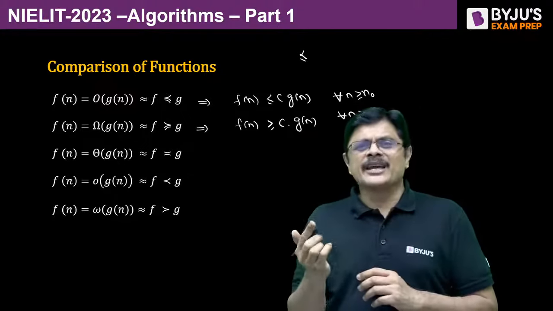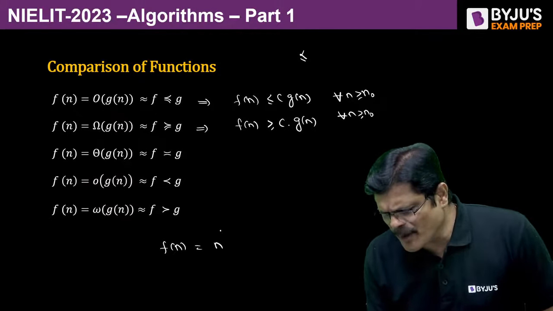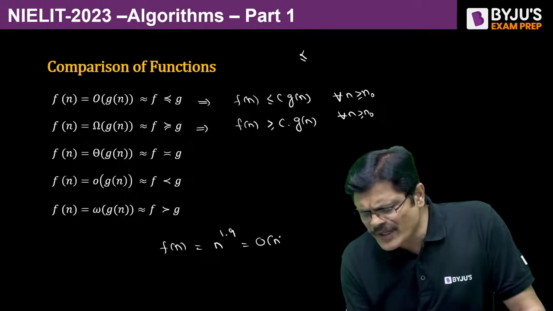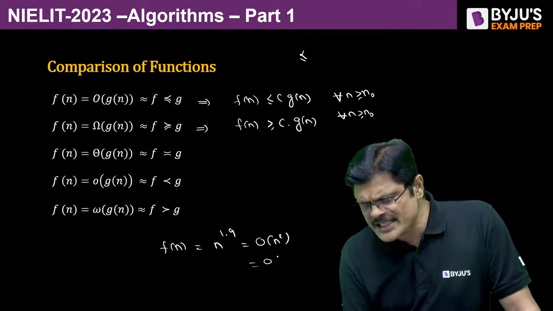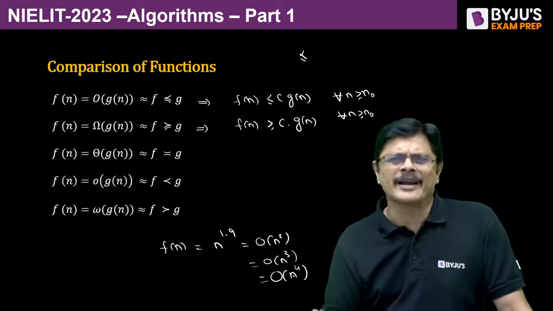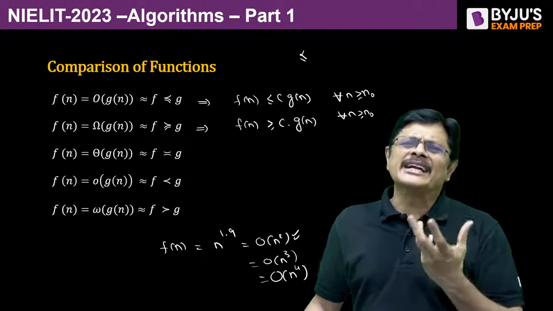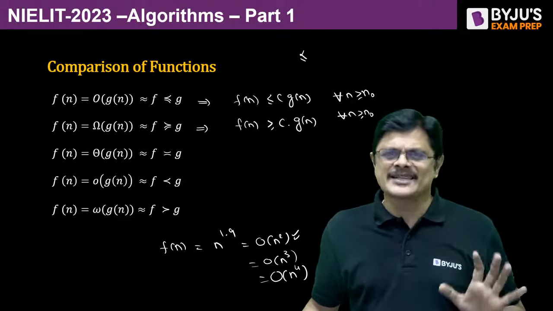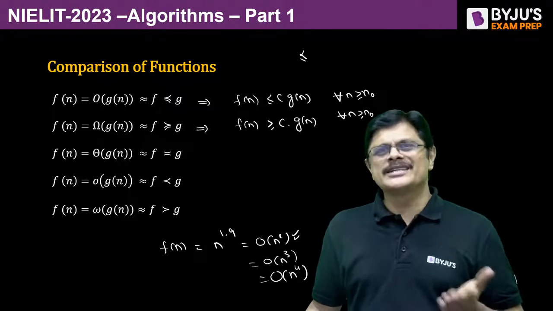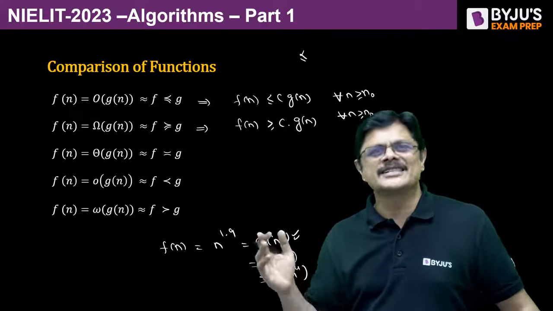Actually speaking, suppose your function is n power 1.9. You can say it is bounded above by n square. Of course, you can also say it is bounded above by n power 3, n power 4, all that you can write. But mainly in the examination they expect you to write the tight upper bound, like big O of n square, my dear friends. Am I clear? But strictly speaking, all are correct. All these are asymptotic upper bounds for n power 1.9.